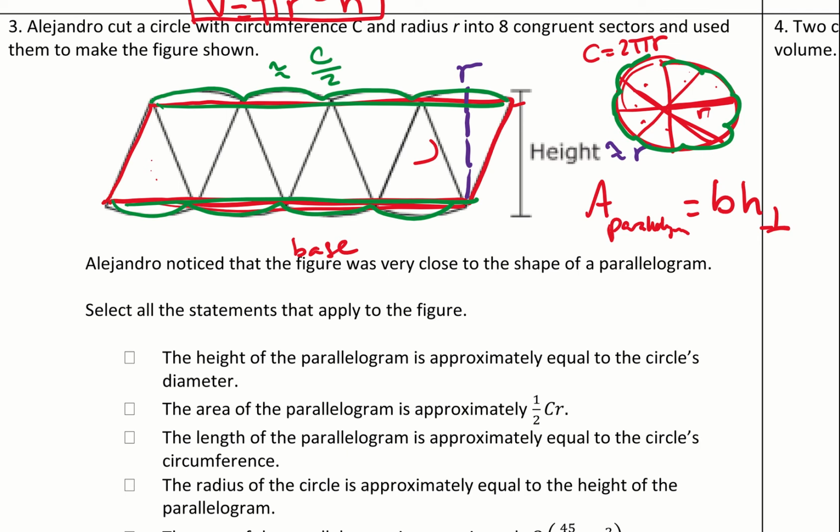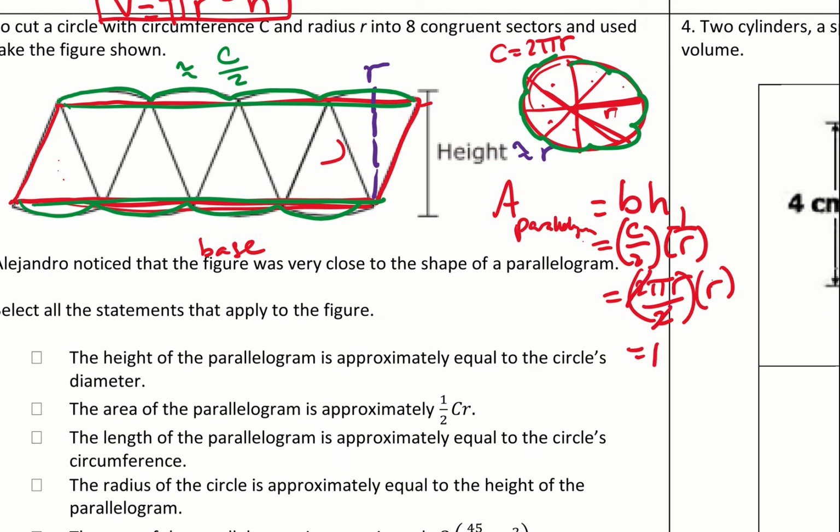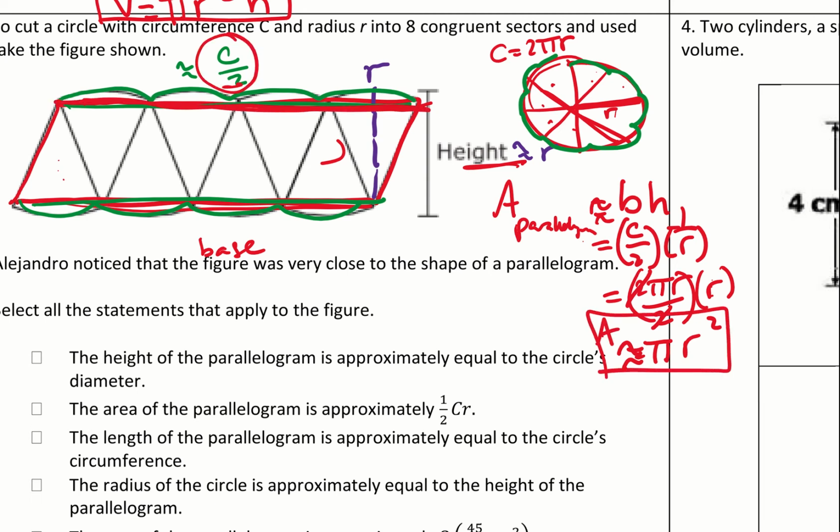So there's our guy. The area of the parallelogram must be half of the circumference times the radius. And remember that the circumference is 2 pi times r. So we get 2 pi r over 2 times r, and the 2's cancel. And so we get pi r times r, which is pi r squared. And this is approximate, not exact, because the radius is not exactly equal to the height, and this red is not exactly equal to this green. So we get the area of a circle. Interestingly enough, we use this to estimate the area of the circle.